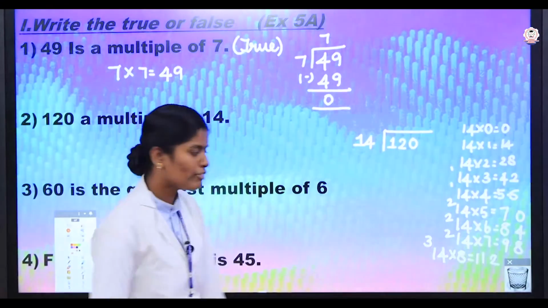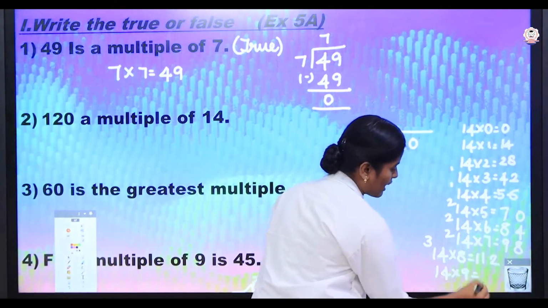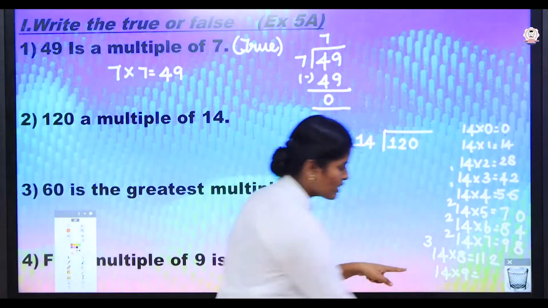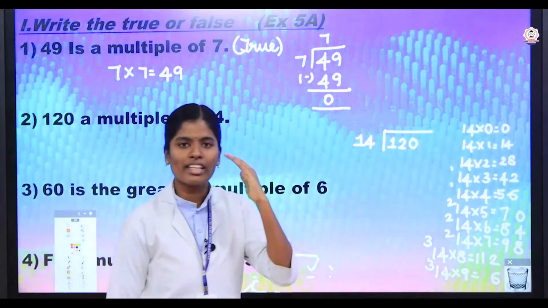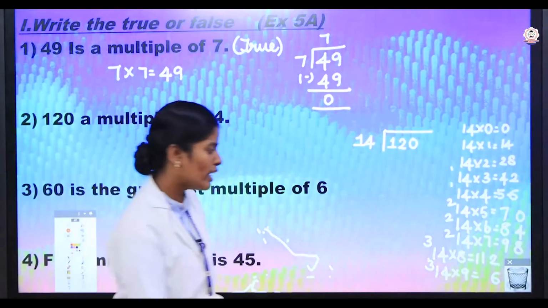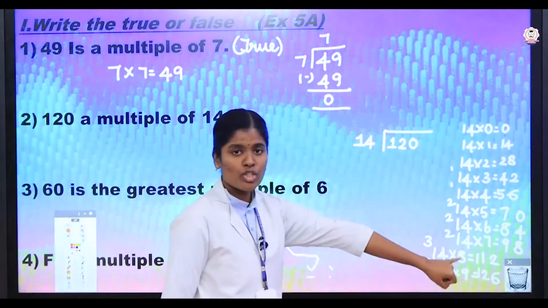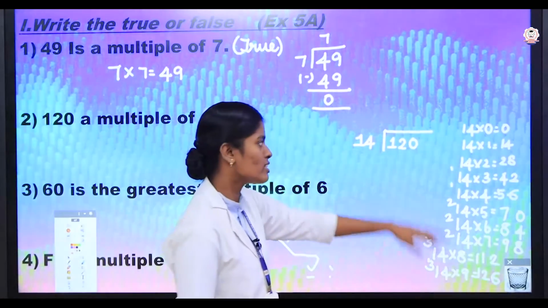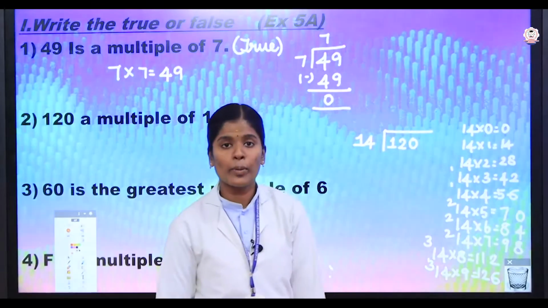And finally we will take 14 nines are. 9 fours are 36, 6, carry 3, 9 ones are 9, keep 9 in the mind, 3 in the finger. So 9 after 10, 11, 12. Yes, we got the answer 126. 112 and then 126. So we don't have 120. We have 112 and 126.